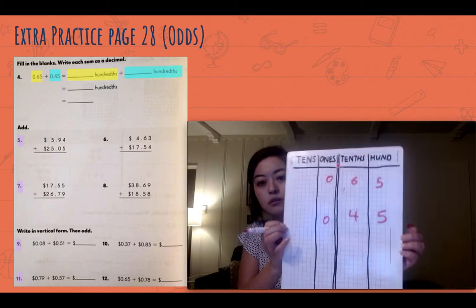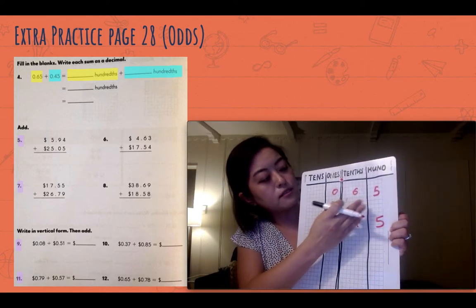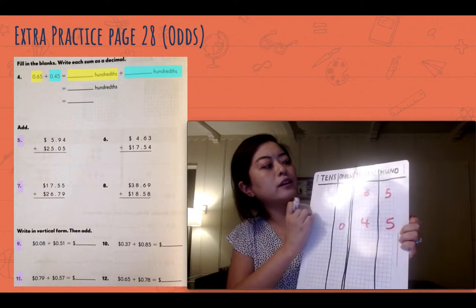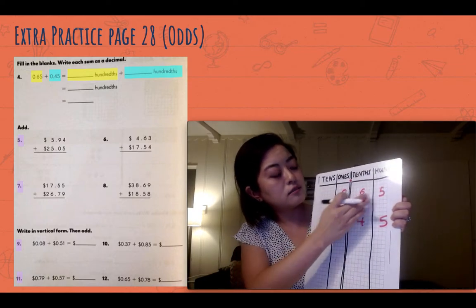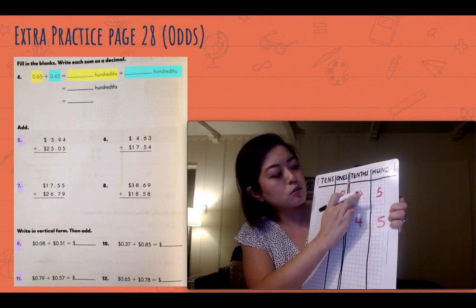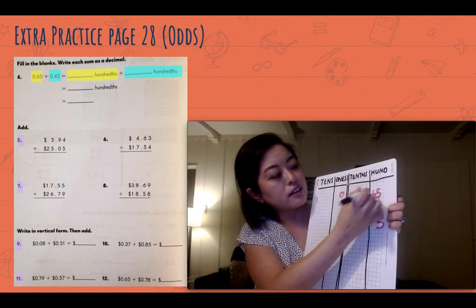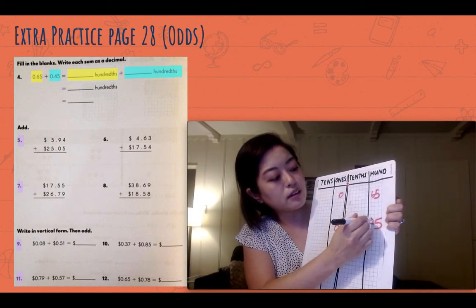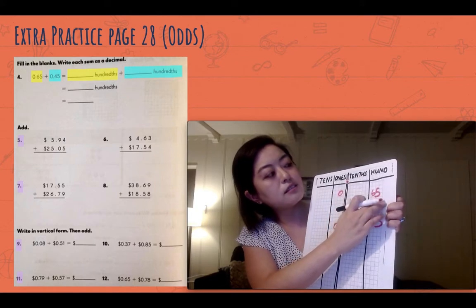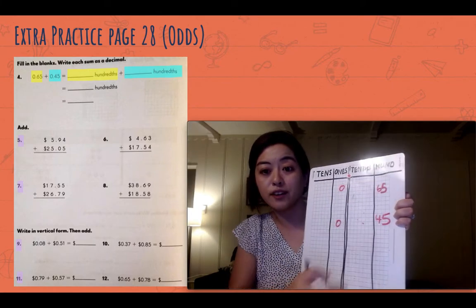Okay, so it's 0.65 and 0.45, but you want to know it as hundredths. But to write it as hundredths, you just have to squeeze that in here. You have to squeeze this one in here. Okay, so this is actually 65 hundredths, and this one is 45 hundredths.